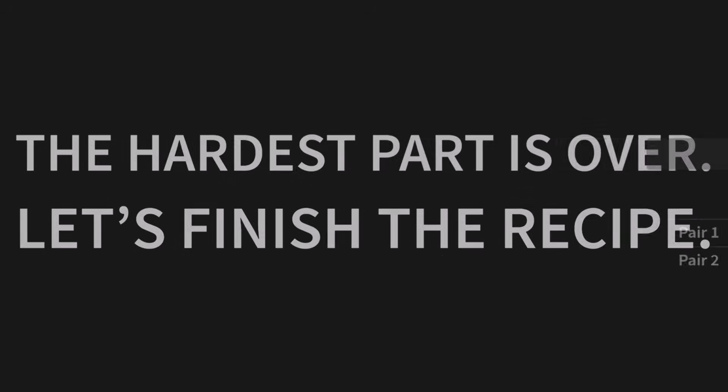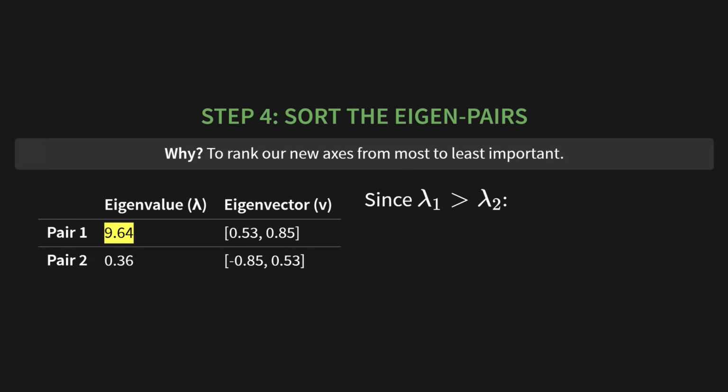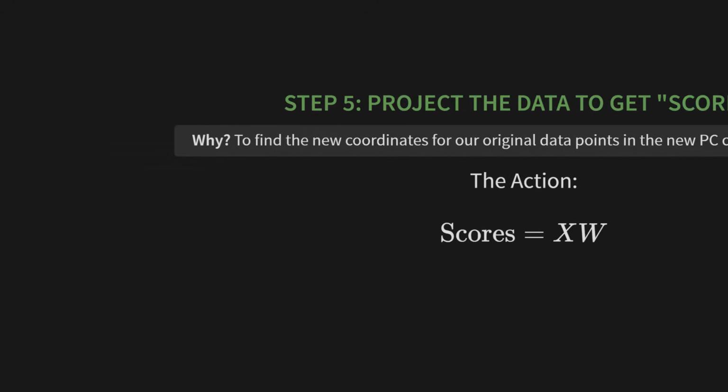Let's finish the recipe. Step 4, sort the eigenpairs. This is easy. The why is to rank our new axes from most to least important. We just look at the eigenvalues. Since lambda 1, 9.64, is much bigger than lambda 2, 0.36, our ranking is simple. PC1 is the direction v1, PC2 is the direction v2. Done.